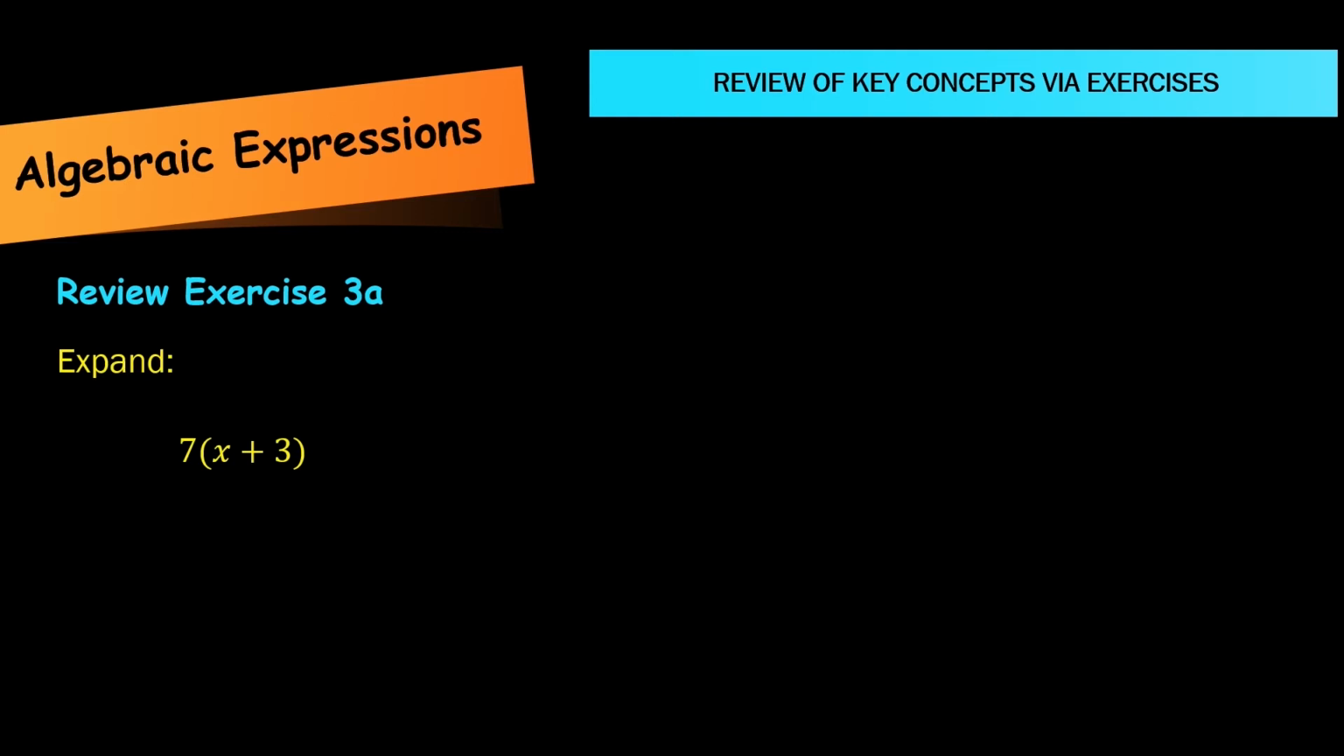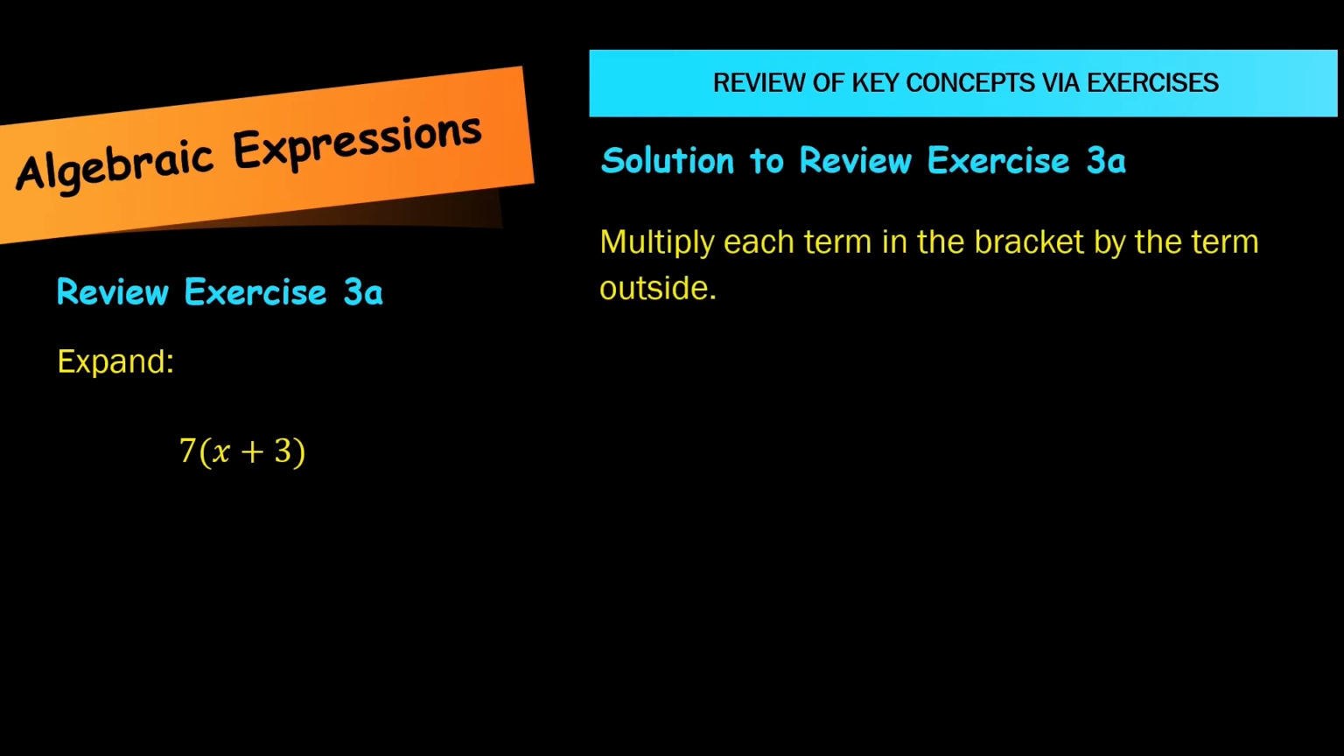Now let's have a go at review exercise 3a. Expand the expression shown. We're required to multiply each term in the bracket by the term outside. So 7 times x is 7x, and 7 times 3 is 21.